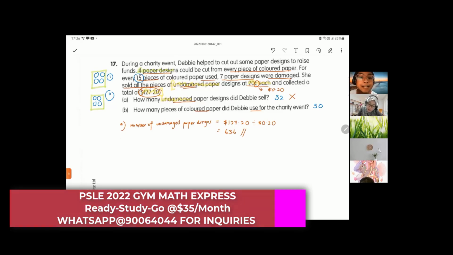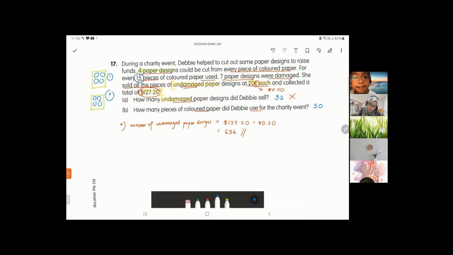Okay. So for every 15 pieces, 7 paper designs were damaged. Means some of these will be damaged. Some of these will be damaged. I do not know how many, but they say 7 of them will be damaged. Okay. Now what can we do with that? So we can find the number of designs cut out from 15 papers, because I know that I use 15 papers, right? So the number of designs cut out from 15 papers will be 15 times 4. Okay, and this will be 60, right?